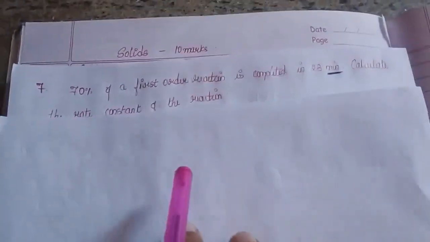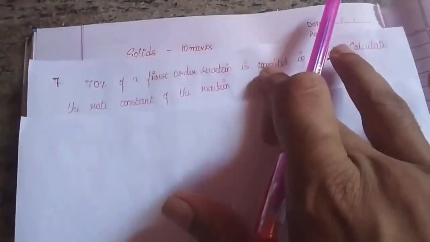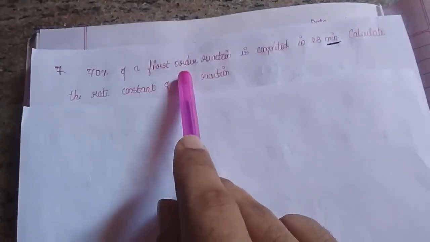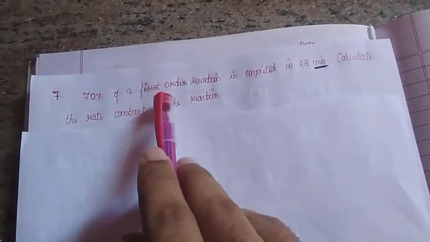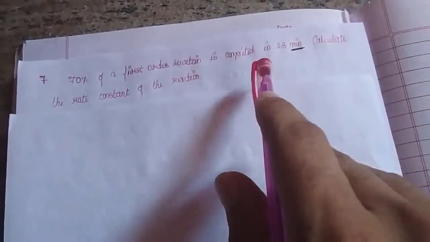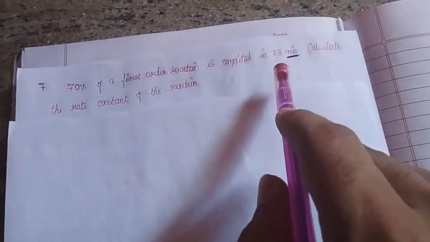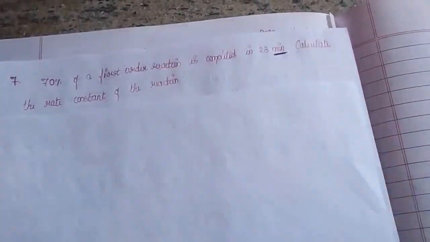This is a somewhat important problem, because by seeing the question itself you will come to know why I am saying it. So what have they given you as the question? They have given you that 70% of a first order reaction, can you see, 70% of a first order reaction is completed in 23 minutes.